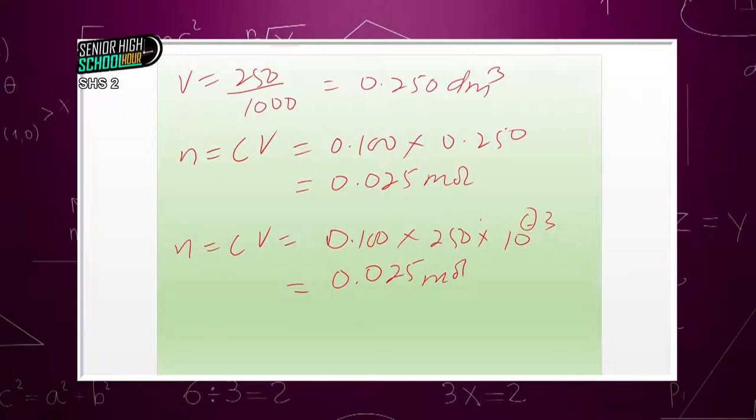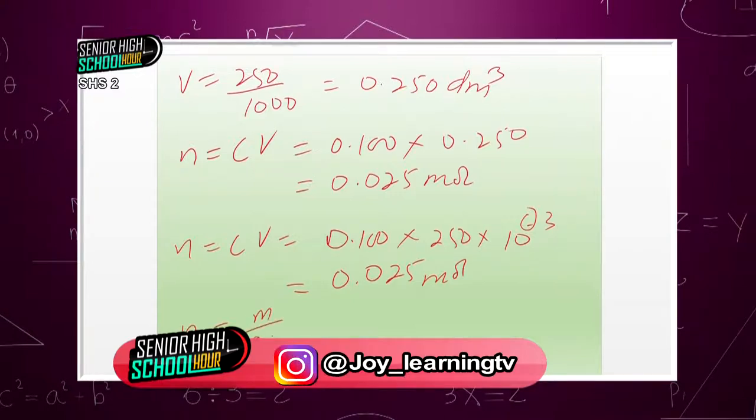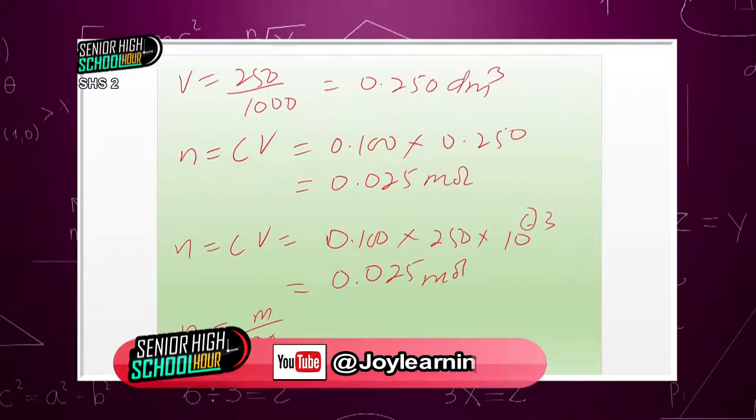We are looking for mass. And we know that there is a relation between amount of substance, mass, and molar mass. So n equal to mass on molar mass. Do I know mass? No, that is what I'm looking for. Do I know n? Yes, 0.025. Do I know molar mass? Yes, 106. Oh, my problem is solved.